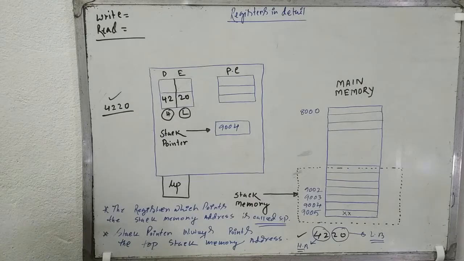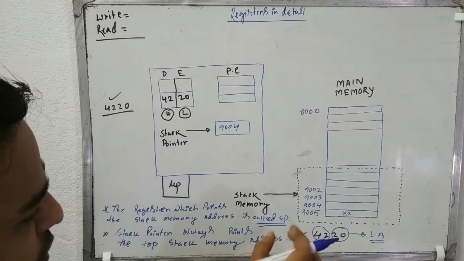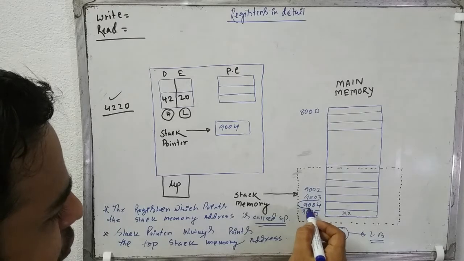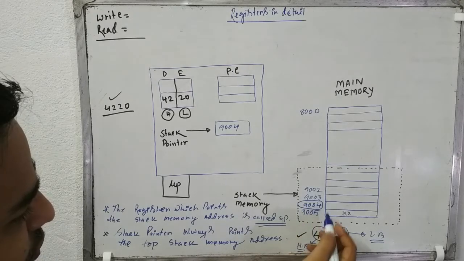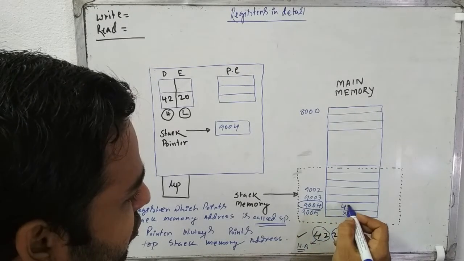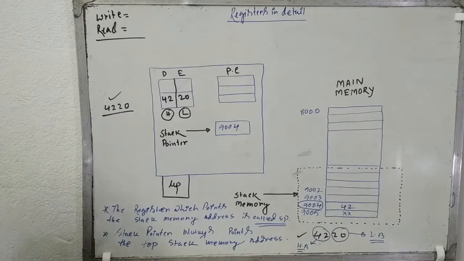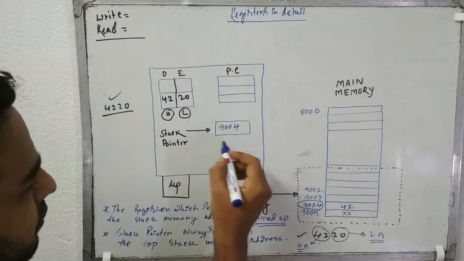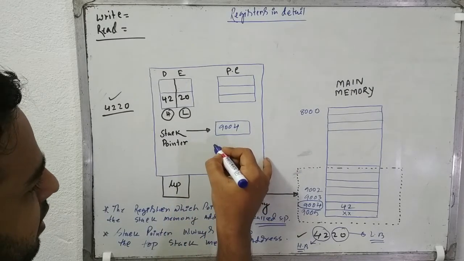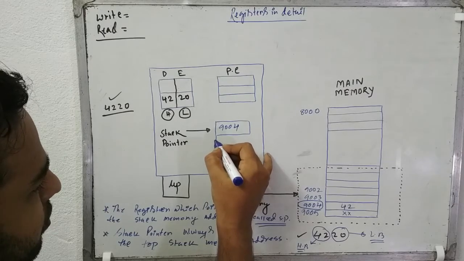And when we want to perform a write operation into the stack memory, the higher byte of the address will always go to the highest memory location, which is 9004 here. That means the higher byte is 42 and the highest memory location here is 9004. Then 42 will go to 9004. At that very moment, the stack pointer will decrement its memory address value by 1.